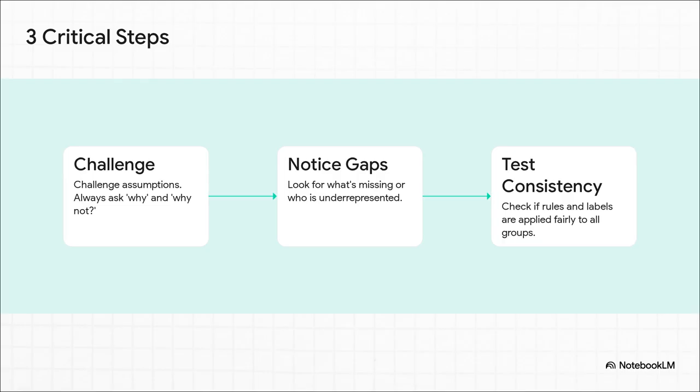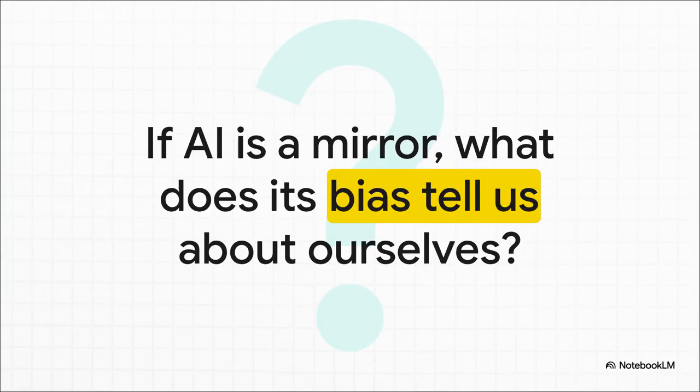Always test for consistency. You know, in the end, the goal might not be to build a perfectly neutral AI. That's probably impossible, because it's trained on us, and we're far from perfect. Maybe the real value here is using AI as that mirror. By seeing the flaws in the machine, it forces us to finally see the flaws in our own society. Its bias reflects our bias. And that gives us a pretty amazing and maybe uncomfortable chance to look at ourselves and ask, what do we want to fix?